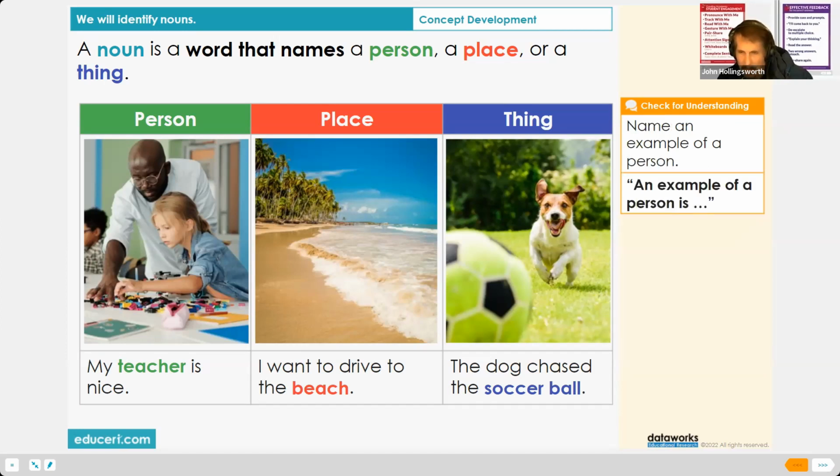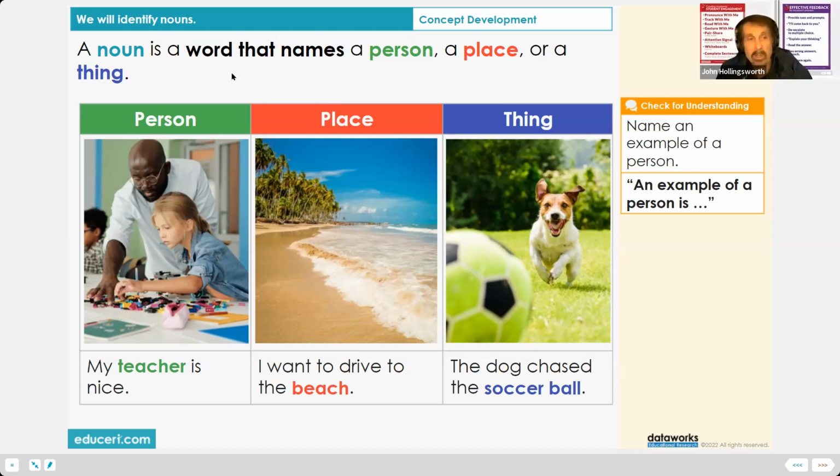Let's give an example here. Remember, we said a noun is a word that names a person, place, or thing. I've got an example, a person. My teacher is nice. So teacher is what? A person. We have a place, the beach. Let's read the sentence together, students. I want to drive to the beach. The beach is what? It's a place. And the last one is a thing. Let's read our example. The dog chased the soccer ball. So that would be a thing.